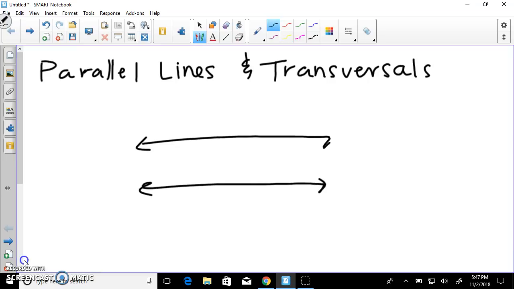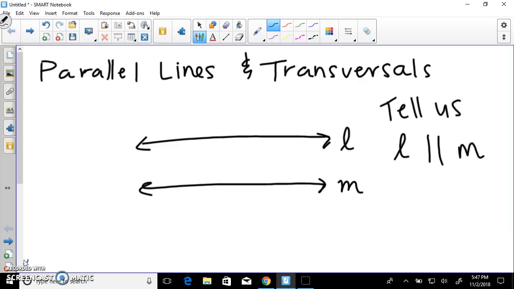So parallel lines, we designate them in figures not by just looking like they're parallel, because we can't really trust the image. They have to tell us in words. If this is line L and that's line M, then they need to say line L is parallel to line M, or they use the words parallel.